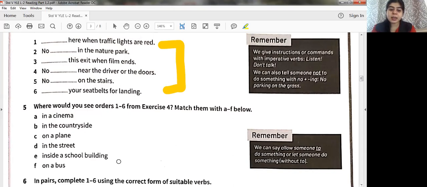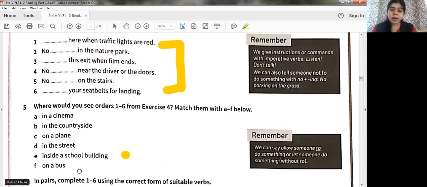Next, inside a school building. Yes, no running on the stairs. As I told you, the teachers keep on saying in the school, why are you running on the staircase? Yes, so it is number 5.